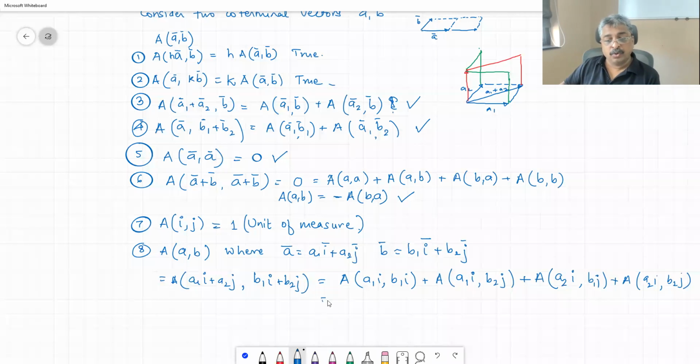Okay? So to make the story short, this is i comma i, 0, plus i comma j, 1, coefficients will come out, A1 B2, this is i comma j.